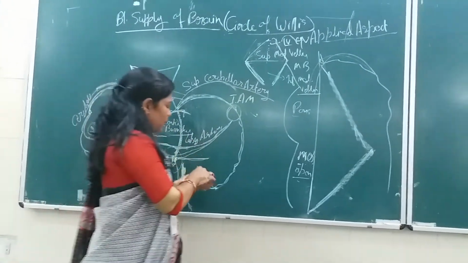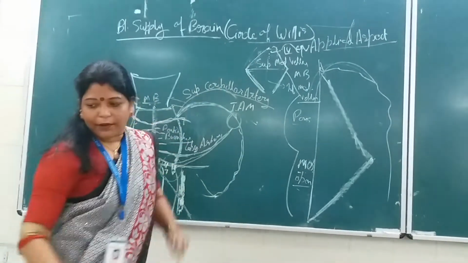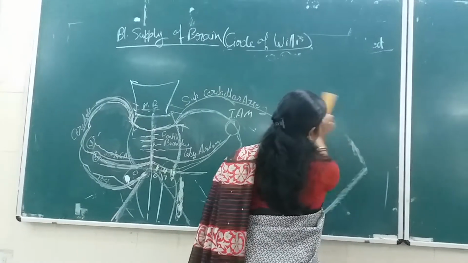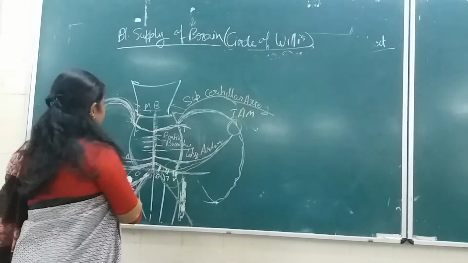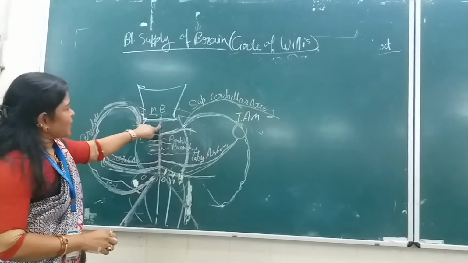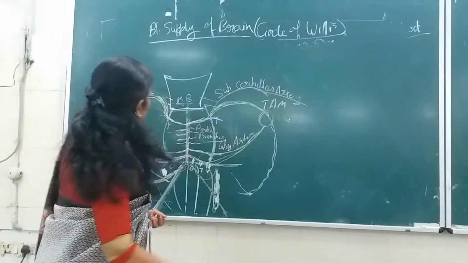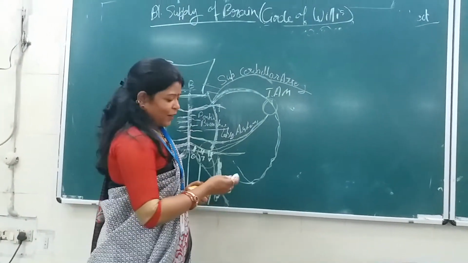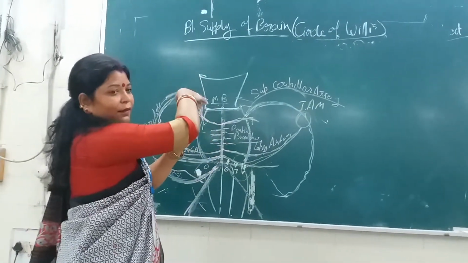Okay. Now, this was the superior cerebellar artery. Now, just above this superior cerebellar artery, what else? Posterior cerebral artery. Posterior cerebral artery. Now we are moving towards the inferior aspect of the brain.